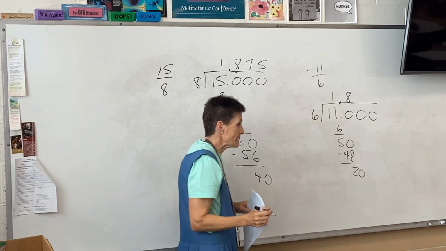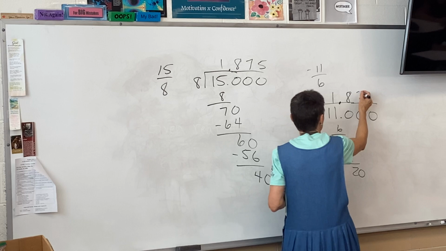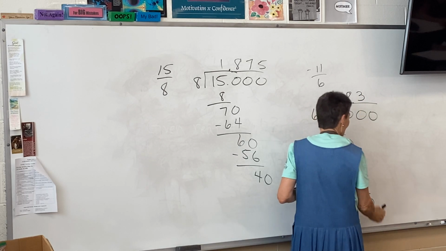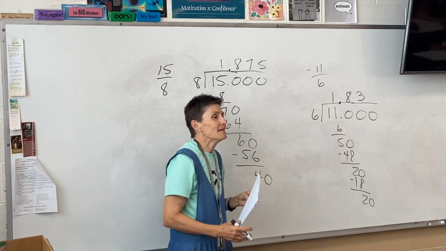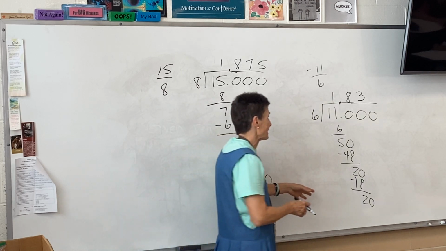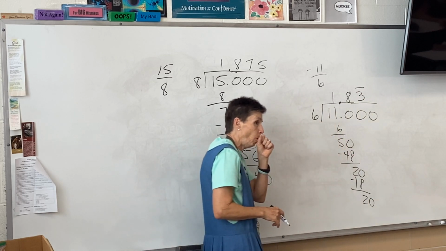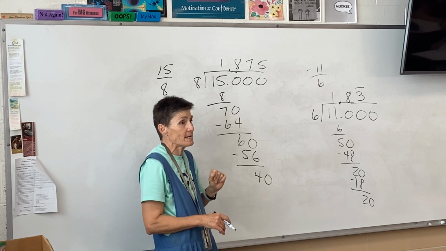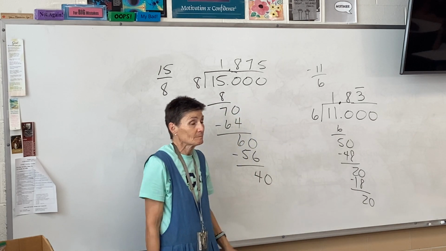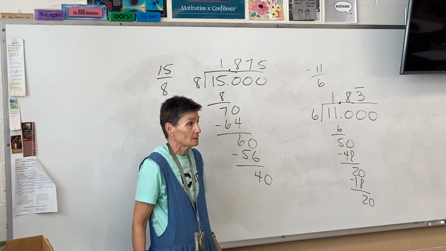6 into 20. 3. Uh-oh, I heard somebody say it. What's happening? It's a repeating decimal. It's going to keep going. Do you see how that works? So instead of continuing, we're just going to put a little bar over that 3. Now, don't put it over the 8 and the 3. It only goes over the 3, right? That's called a repeating decimal.